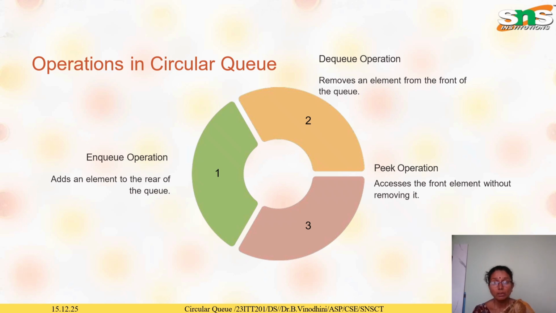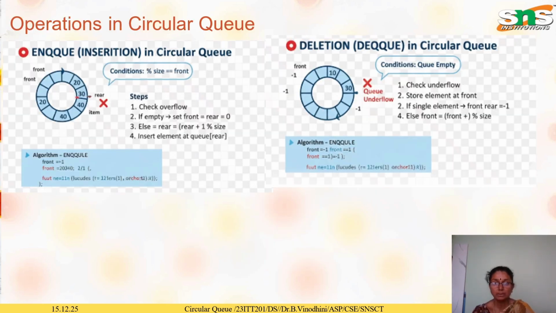And the operations we can perform in the circular queue are enqueue, dequeue, and peek operations. So what is the enqueue operation? Enqueue is to insert the element at the rear end, and dequeue operation means removing the element at the front end. So what is a peek operation? The peek operation is accessing the first element in the queue, that is, the front element in the queue. So these are all the operations we can perform in the circular queue.